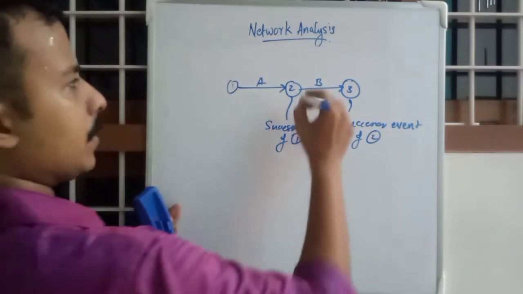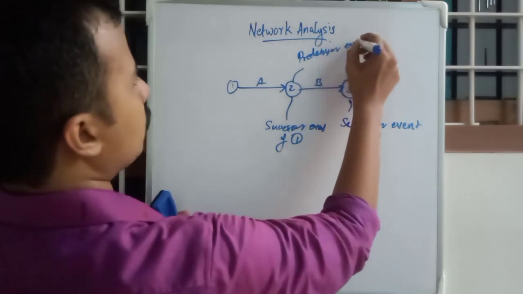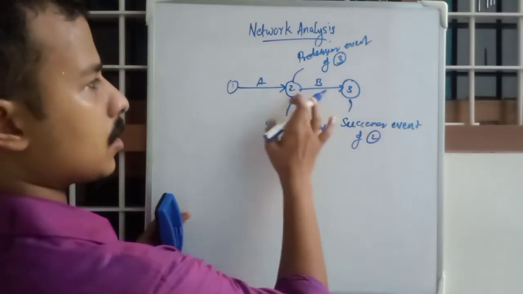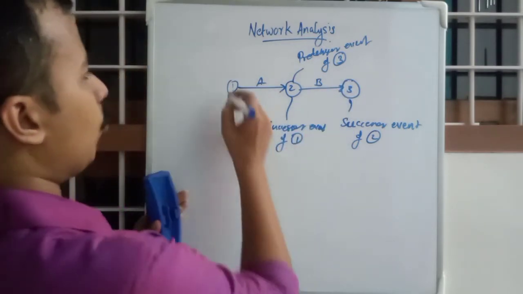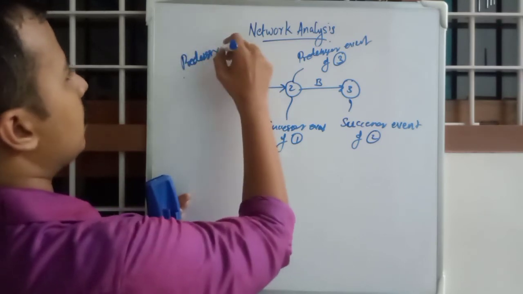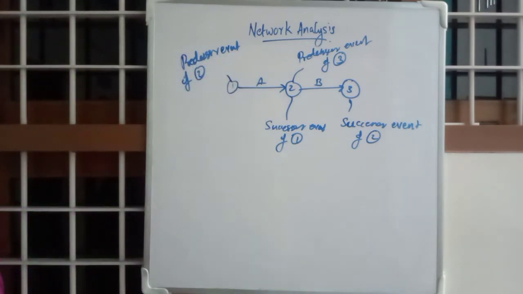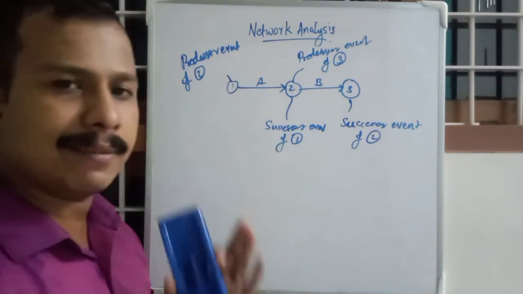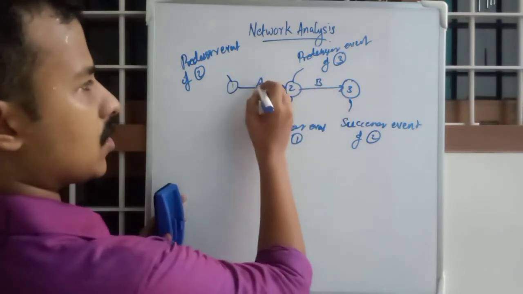Okay, similarly 2 will be the predecessor event of 3, because 2 is just the previous one of 3, and 1 will be the predecessor event of 2. Okay, so these terms of successor and predecessor can be used with activities also. A is the predecessor of B and B is the successor of A.